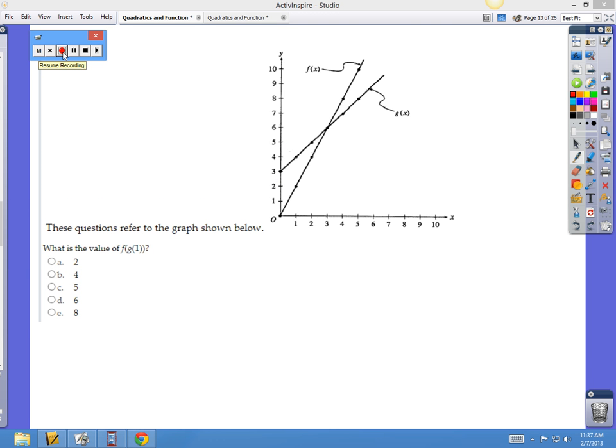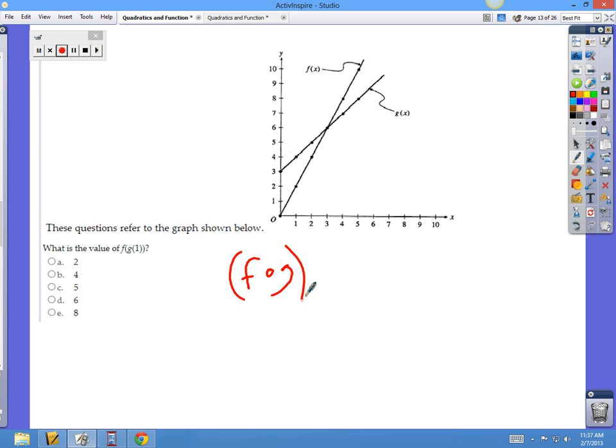This problem right here, it's a composition. They want you to do F compose G at 1. So they want you to take 1 and plug it first into G. And how you do that if you're looking at a graph is you come on the x-axis. When you plug 1 into G, it's like a table, x, y. 1 should give you a 4.